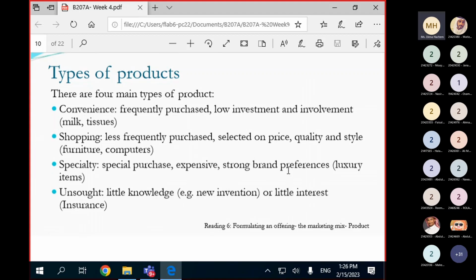Okay? So things like insurance, things like umbrellas. All of a sudden it's raining and you need an umbrella, so you go grab any umbrella that you see because you have an urgent need for it now. So things like that are called unsought products.